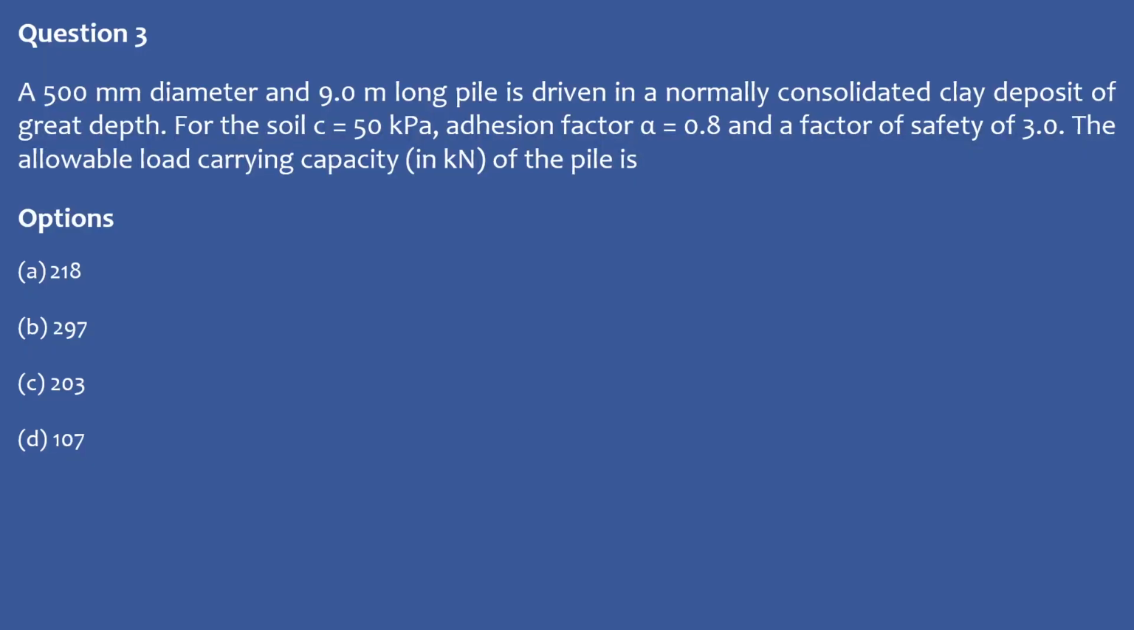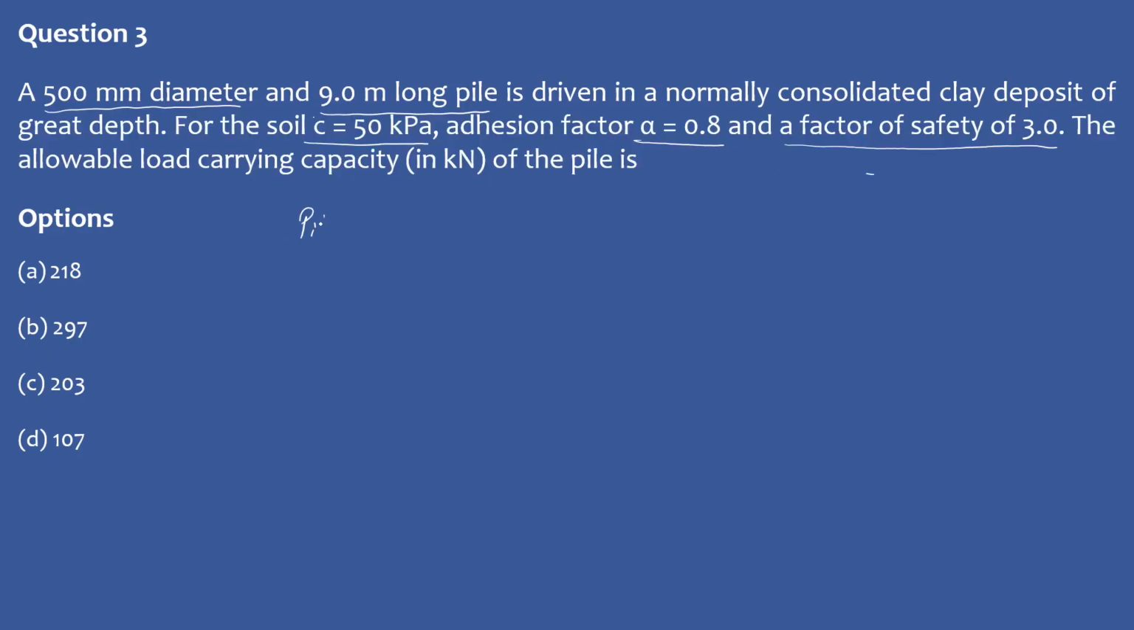So let's check this. It has been given that you have a 500 diameter, 9-meter long pile in a normally consolidated clay deposit of great depth. The soil has cohesion of 50 kPa, adhesion factor alpha equal to 0.8, and a factor of safety of 3.0. What has been asked? The allowable load carrying capacity of the pile.